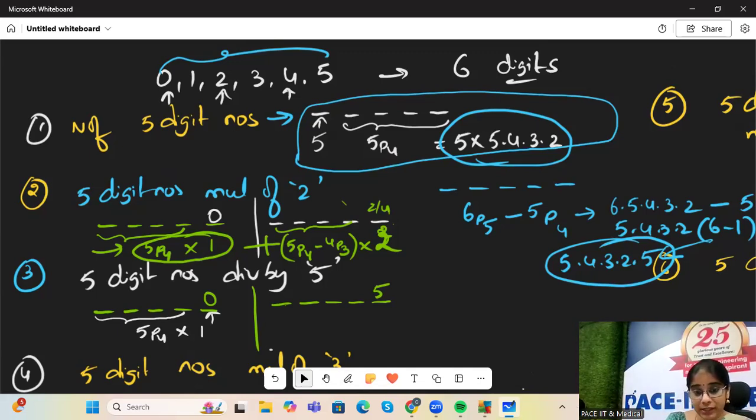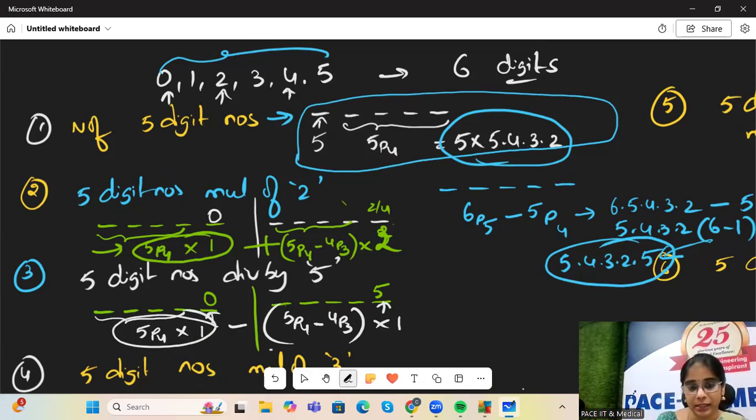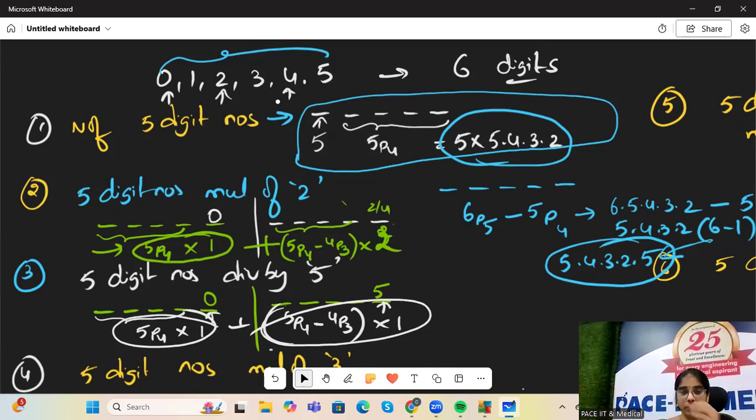Clear? Now when 5 is there in the units place, 0 will be somewhere over here. When 0 is there in your case, always remember you have 4 places for 5 possibilities. It is 5P4, but remove the 0 case, that is 4P3, into this one way, since 5 can be filled there in only one way. Now the addition of this plus this whole will be your answer for 5-digit numbers that are divisible by 5. All this sum is what you have to do: 5P4 plus 5P4 minus 4P3 and all. Please do it on your own. Right?